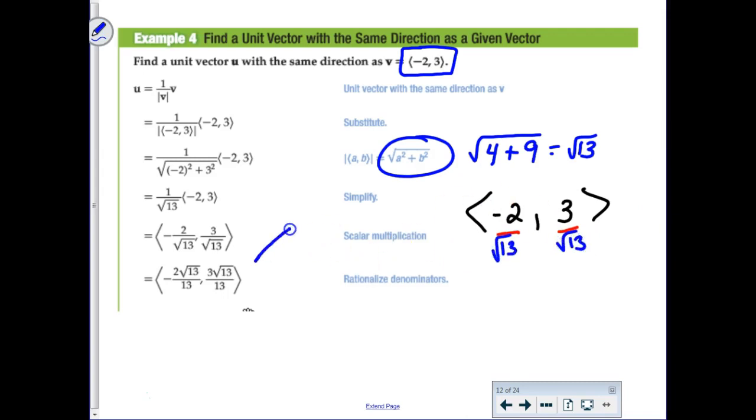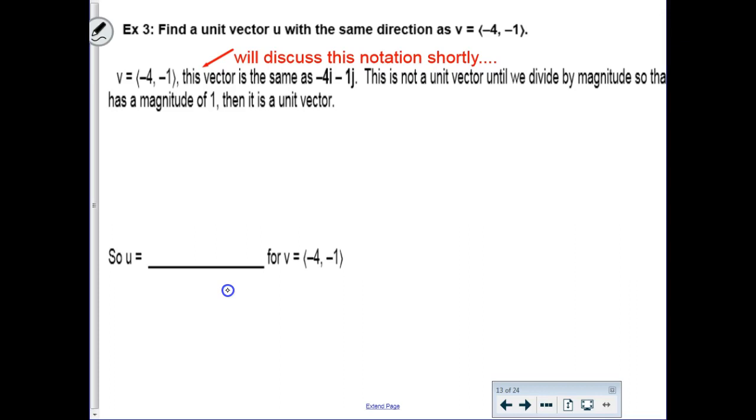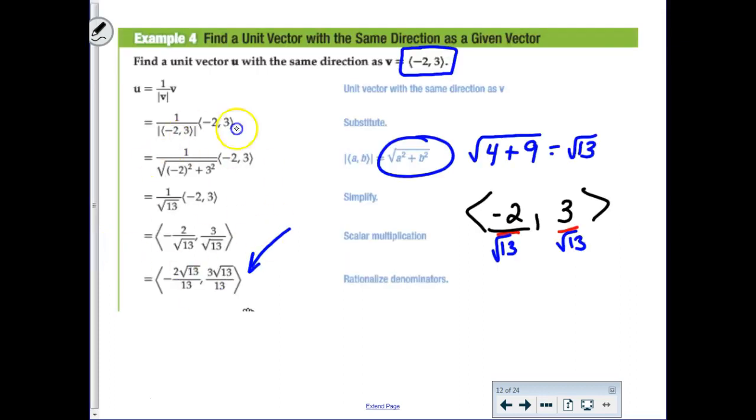But notice, that is not the final answer. What did they do to get their final answer? Because no PreCalc teacher on the planet would be happy with -2 over square root of 13. They made you rationalize it because we're PreCalc and we're weird. So remember, when you rationalize a fraction, you multiply the numerator and the denominator by the square root of 13. That's how they're getting -2 square root of 13 over 13, and then 3 square root of 13 over 13.